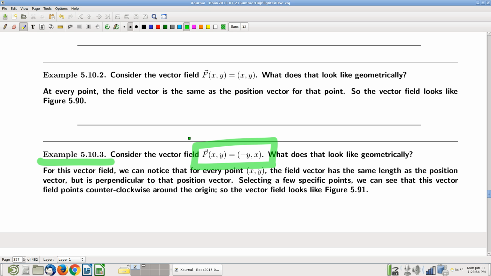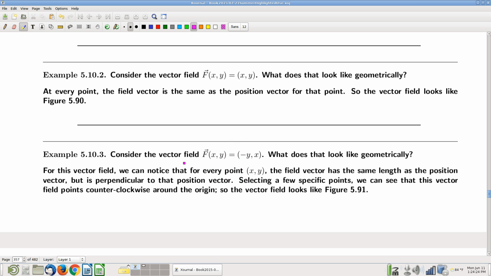There's a convenient way to take advantage of an algebraic good fortune, though, here. And this does not always happen. But notice that this vector is always orthogonal to the position vector of the point. Right? So the dot product's always 0. And furthermore, these two vectors, the position vector and the field vector, always have the same magnitude. They have the same magnitude and they're orthogonal.